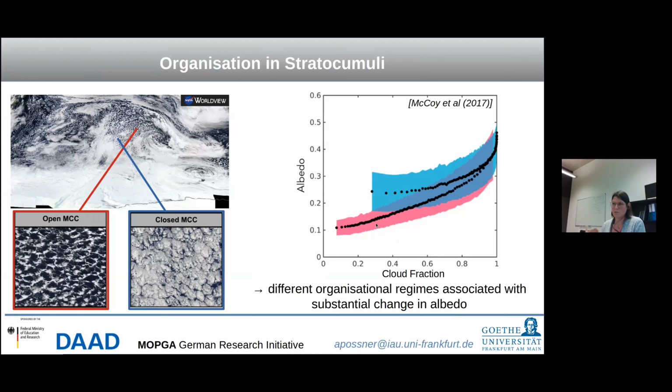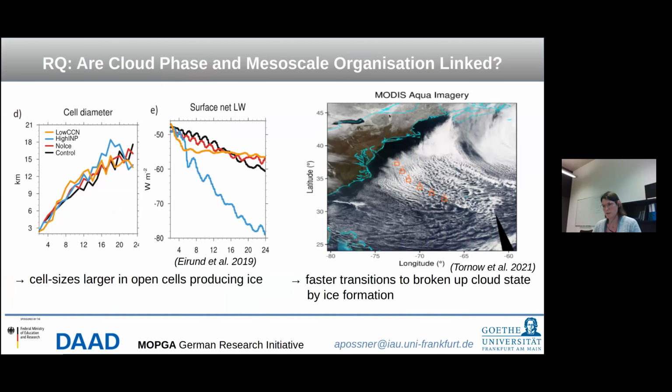So that opens the question: if in a changing climate we have a different occurrence of these types of states, let's say we tend to favor open cell as opposed to closed cell MCC, then this is also a feedback to be considered in terms of the albedo or cloud feedback in this particular region. And the particular focus of this project is to explore how these two are linked.